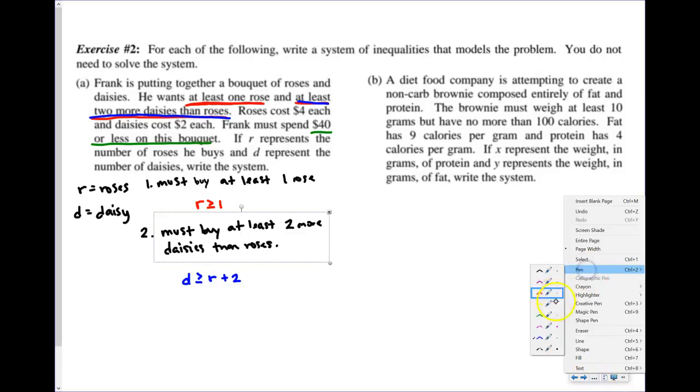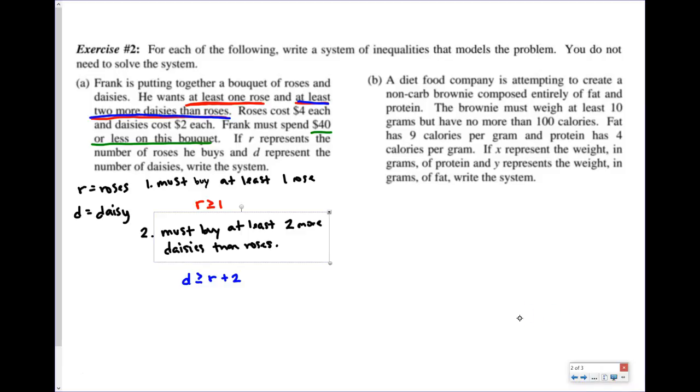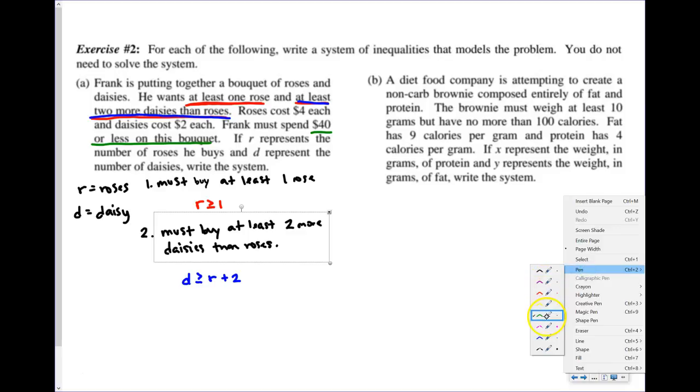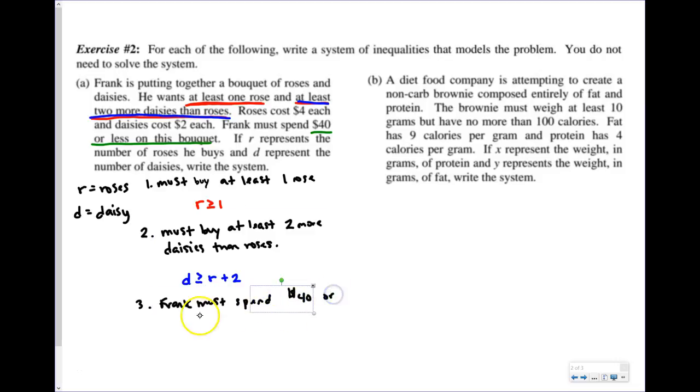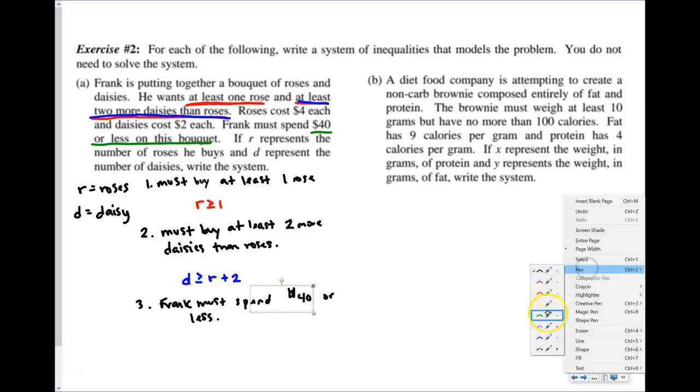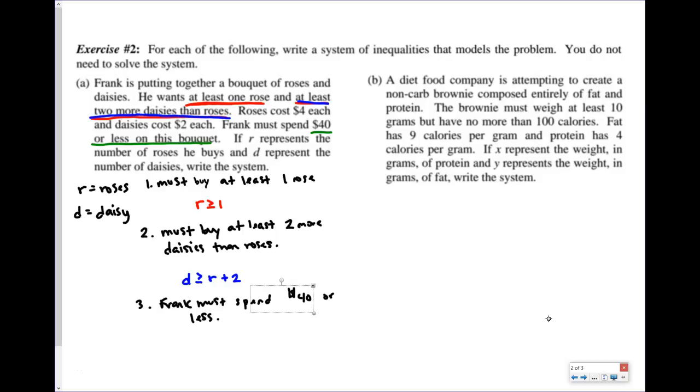And finally, the third piece of information the system has, the part in green that I underlined, is that Frank must spend $40 or less. So to write this equation, he has to spend less than or equal to $40. So I'm going to put the $40 right away.